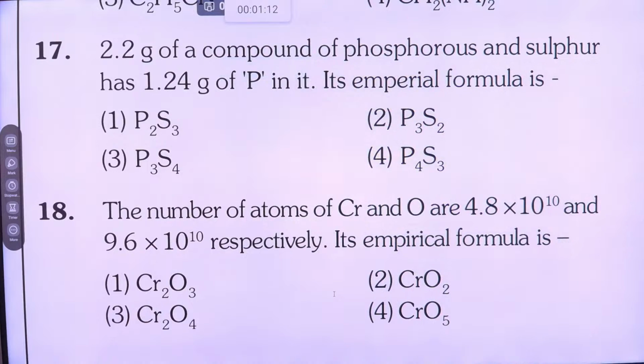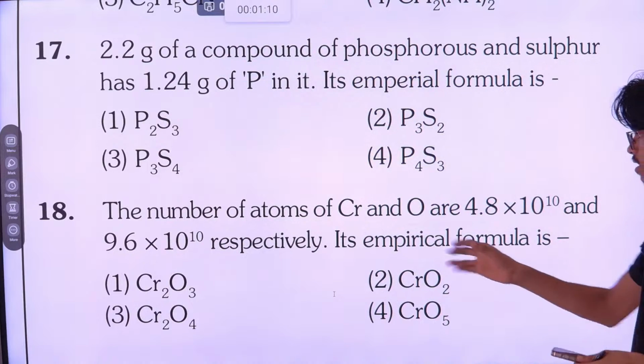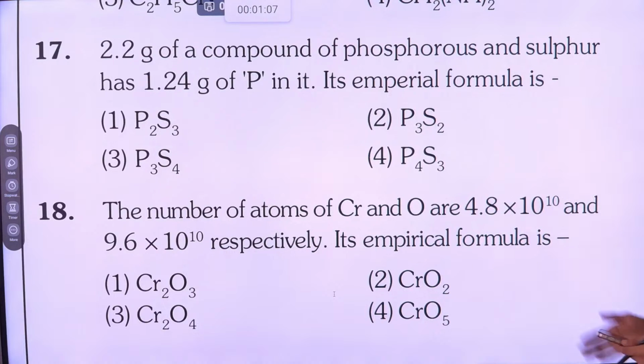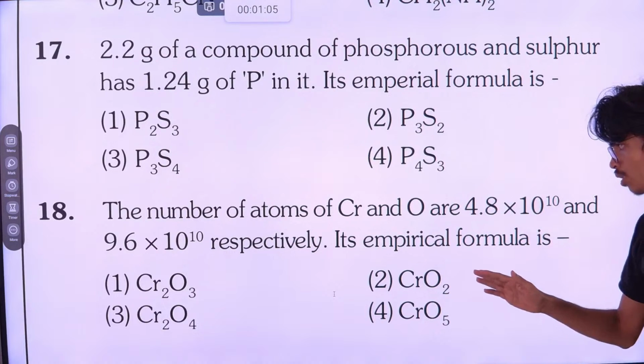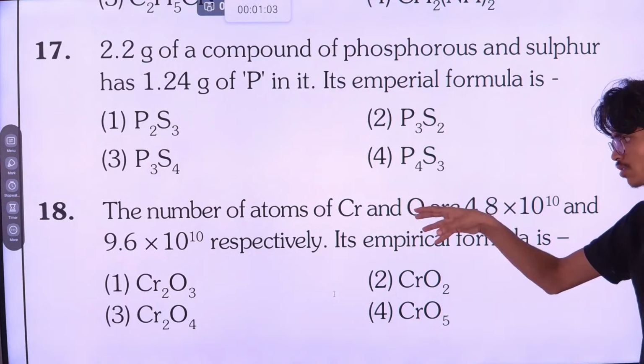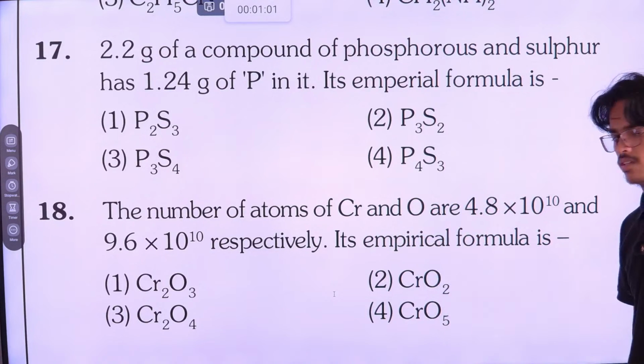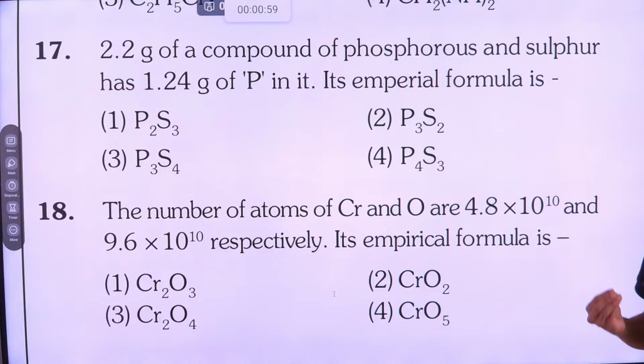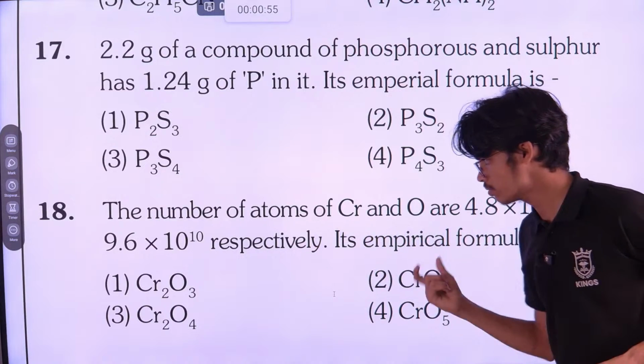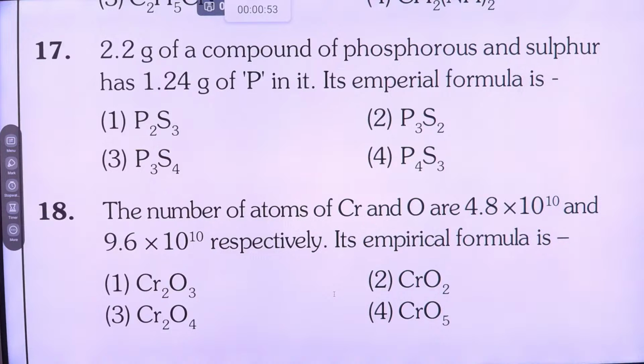The number of atoms of chromium and oxygen are this and this respectively. We don't need to know the mass of chromium or the mass of oxygen. These are the number of atoms. Find the ratio of the atoms, that is the empirical formula. Got it? Ratio of atoms, empirical formula. 4.8 and 9.6, it's nearly the second option, I think. It's very clear, I should have given you 20 seconds extra for this question.